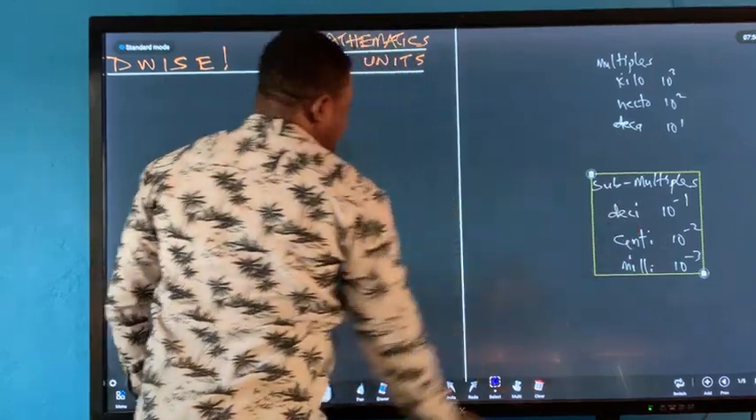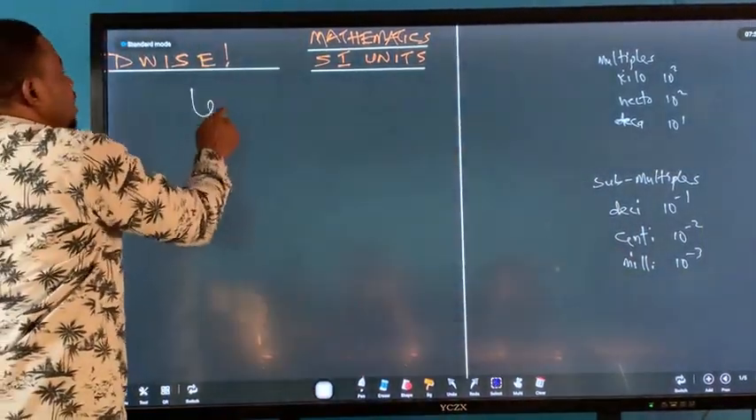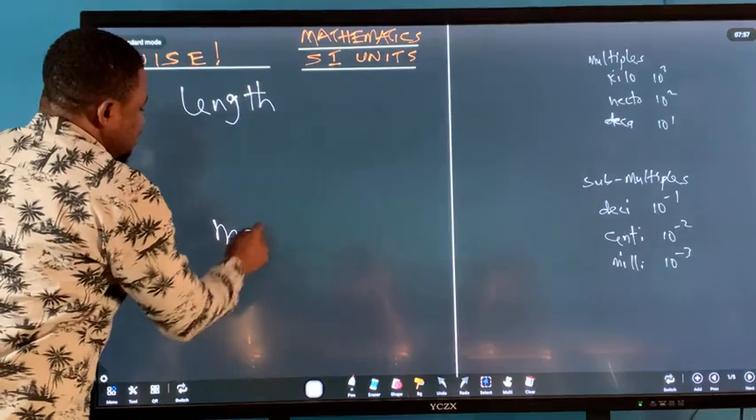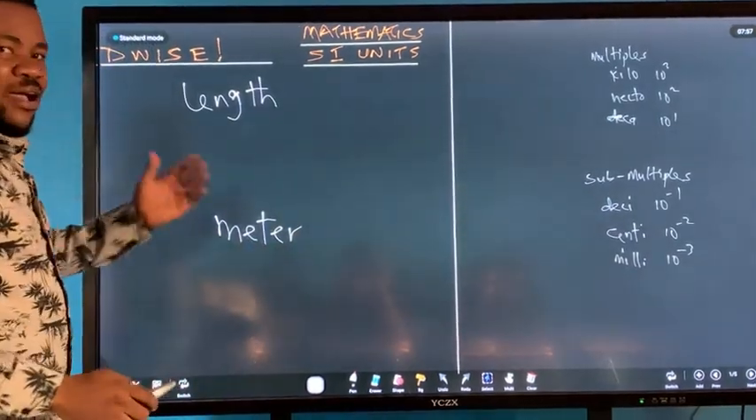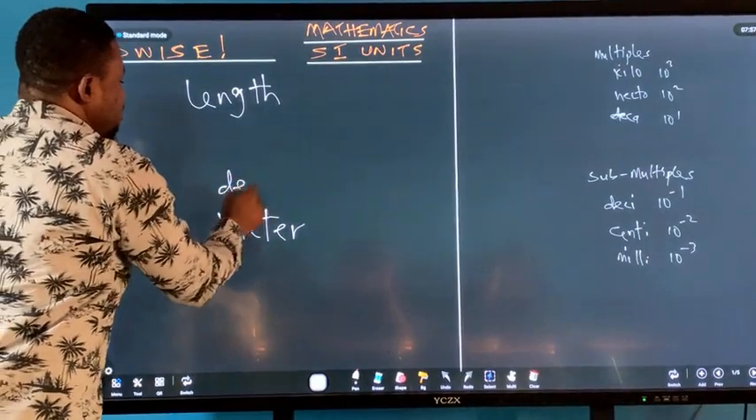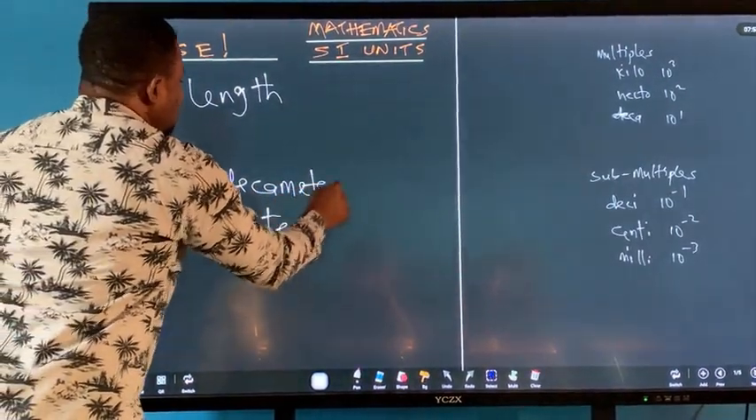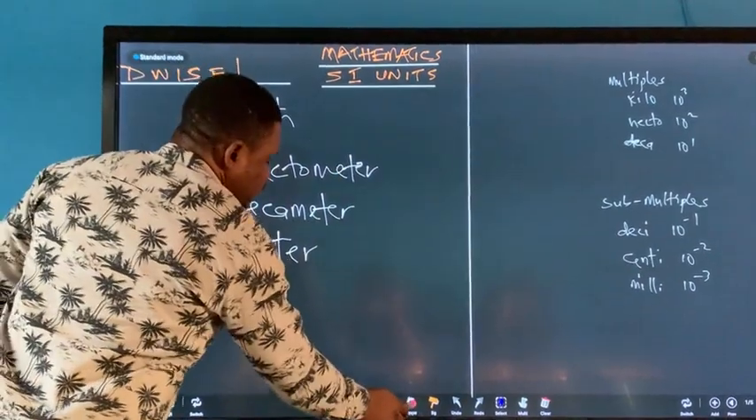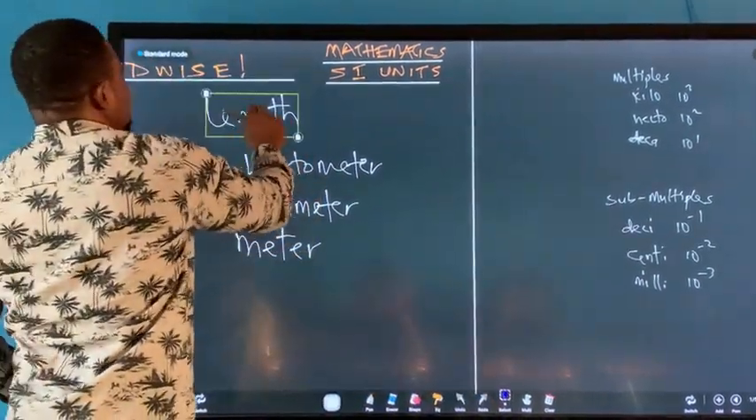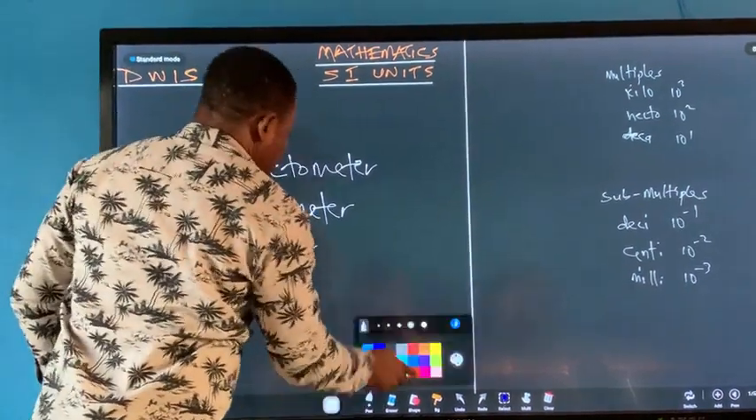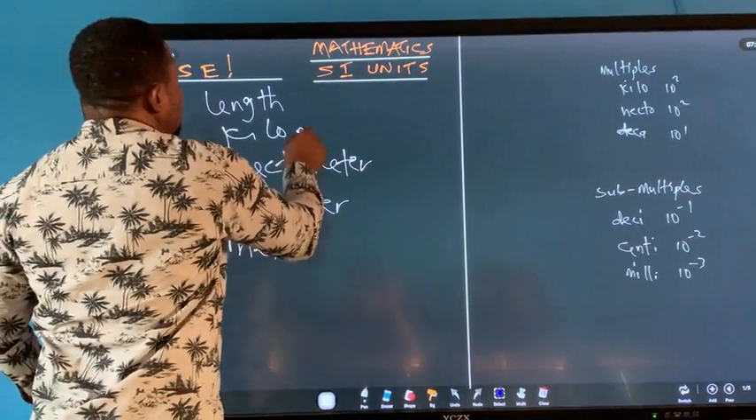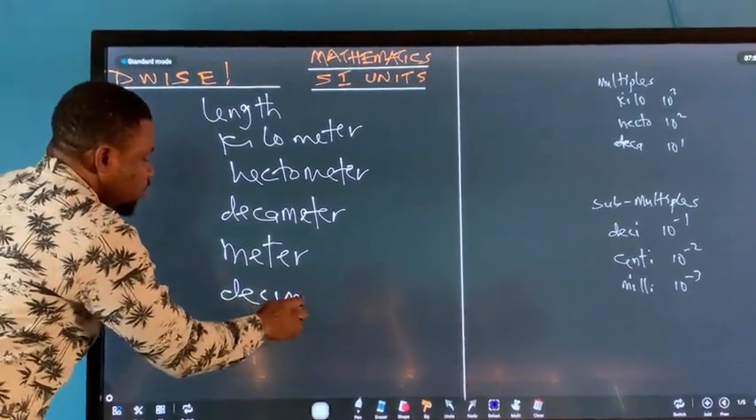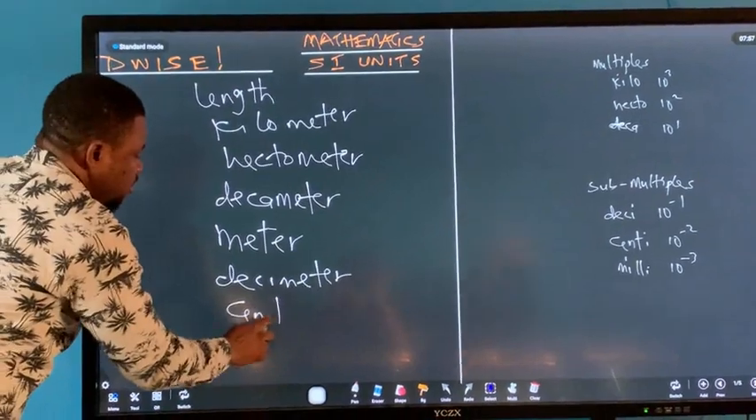So if I was talking about length, for example, the basic unit of length is what? That's a meter, right? If I'm going higher, I'll get decameter, hectometer, and kilometer. If I'm going downwards, I have decimeter, centimeter, and millimeter.